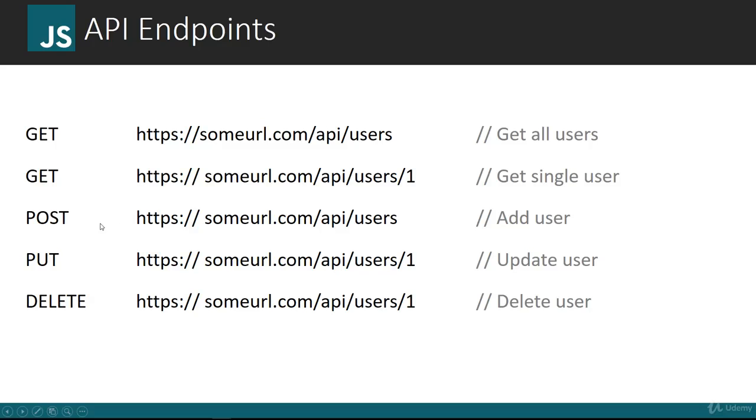Now it's important to note that with POST, PUT, and DELETE, you're going to send data along with your request because it needs to know the post data to add. It needs to know which post to update, as well as the data that you want to update it with. So you would send data with these types of requests, and you're going to see how that works. And then DELETE, of course, would delete a user based on the ID passed in the URL. Notice that all of these URLs are the exact same, but they're different requests.